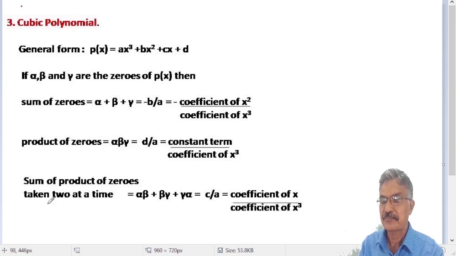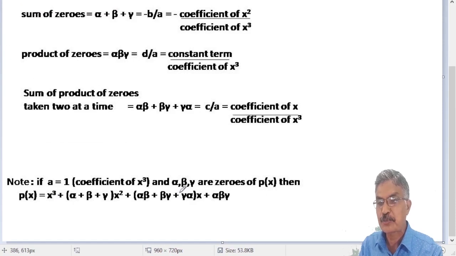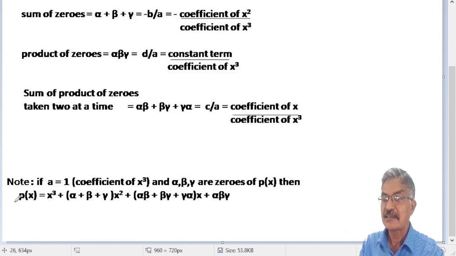In this case, if a is equal to 1, that is the coefficient of x cube is equal to 1, and alpha, beta, gamma are zeros of p(x), then p(x) can be written as x cube minus (alpha plus beta plus gamma) x square plus (alpha beta plus beta gamma plus gamma alpha) x minus alpha beta gamma. If a is not equal to 1, p(x) is equal to k into the whole bracket of this expression. That we will study in the exercise.